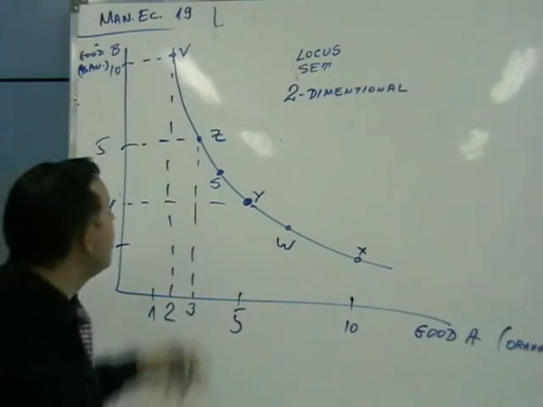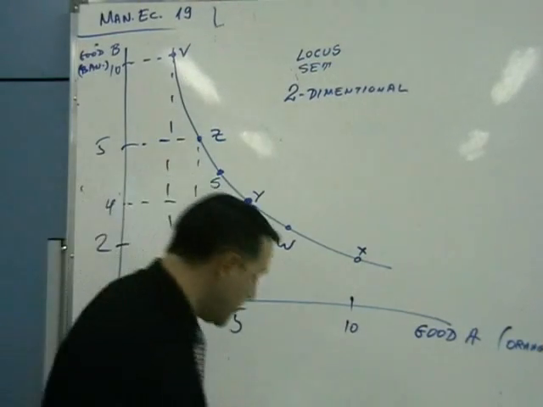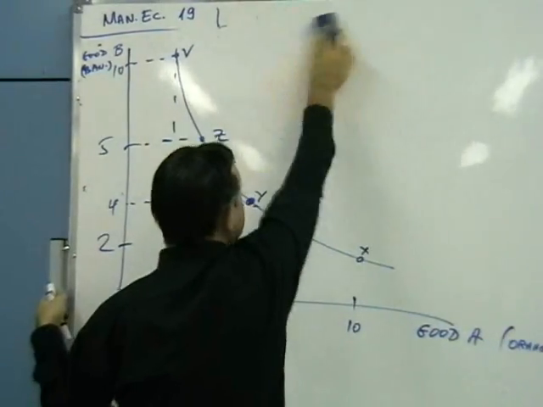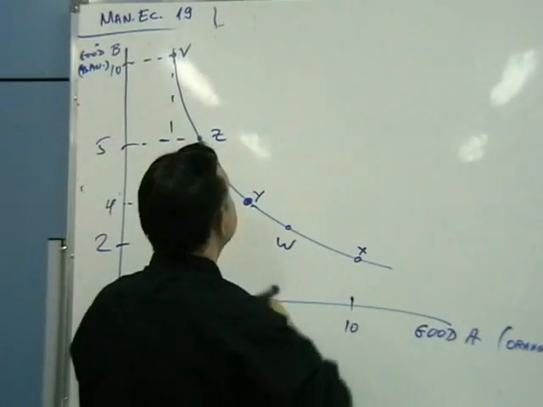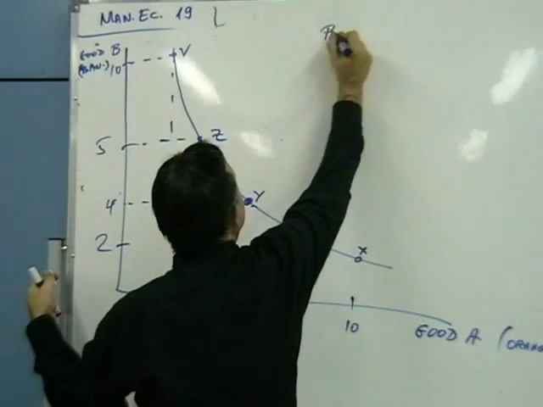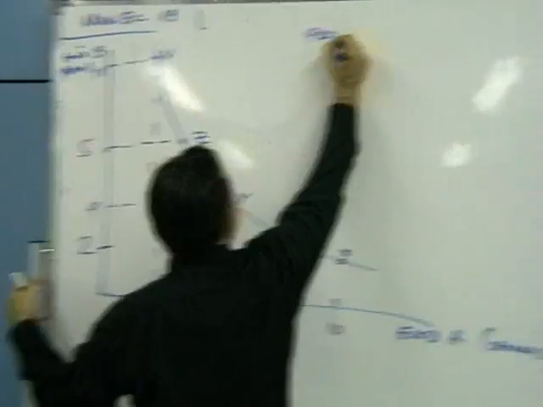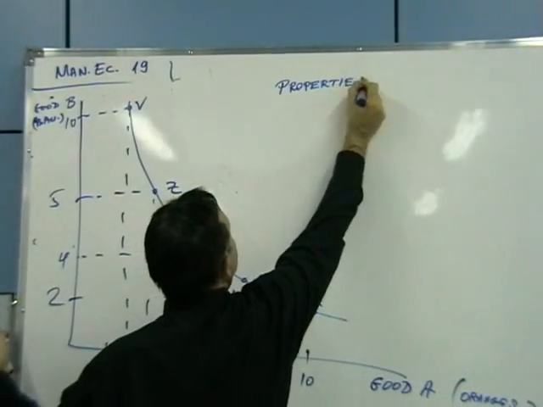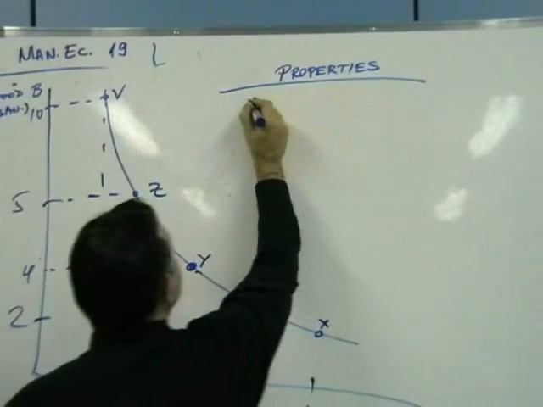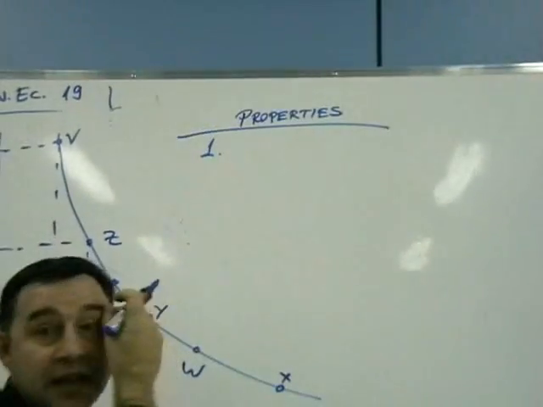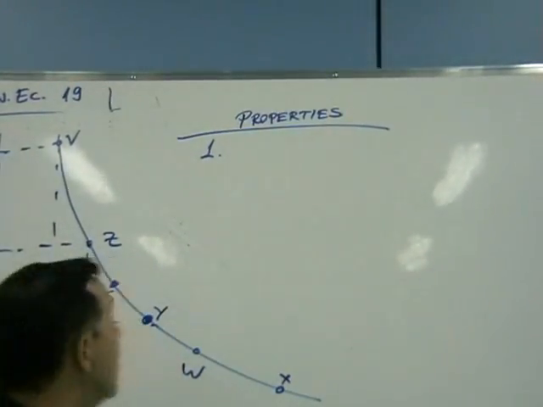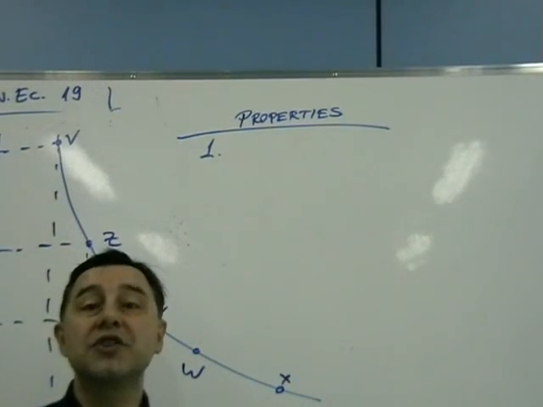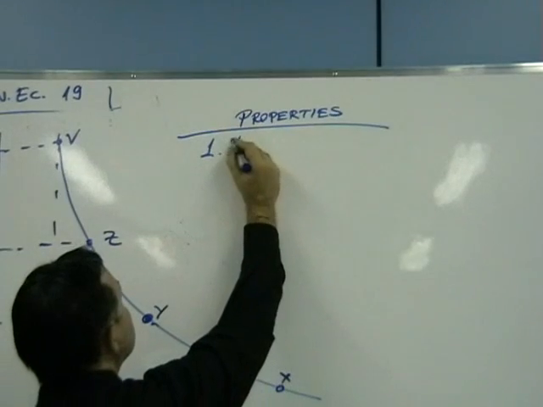Let's see. So, some properties of indifference curves. Some elementary properties. So, the first fundamental property is very simple. Indifference curves are always downward sloping.